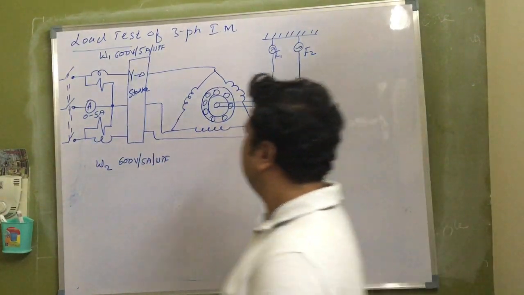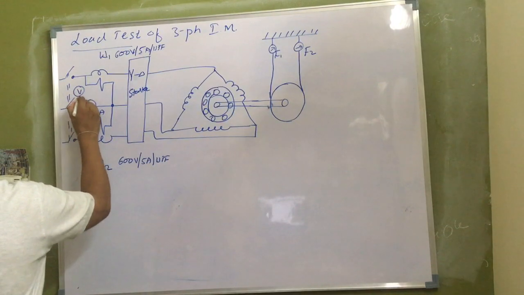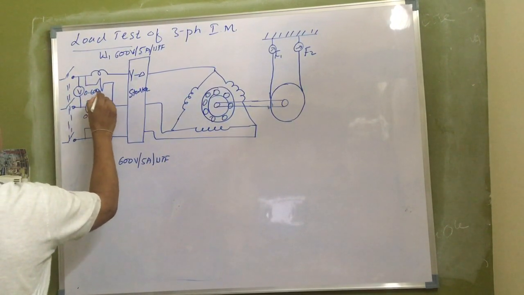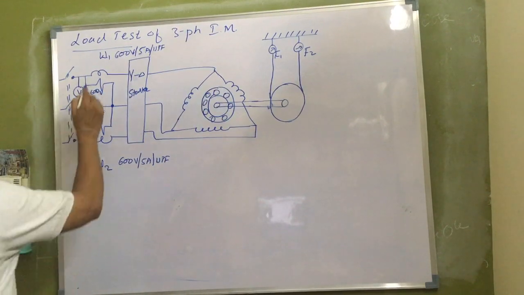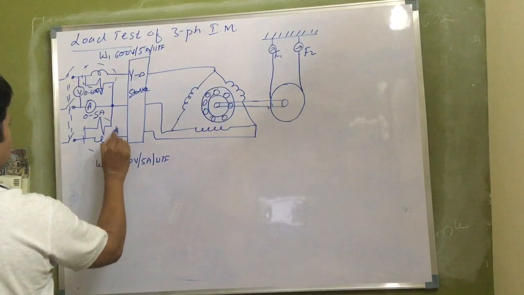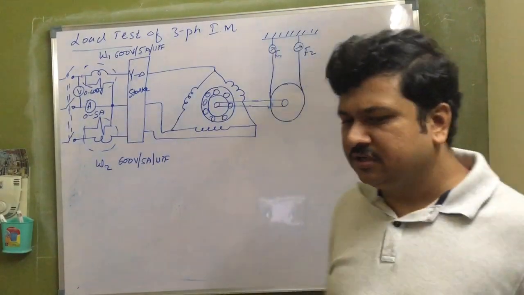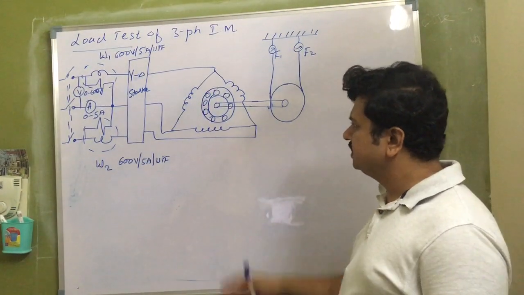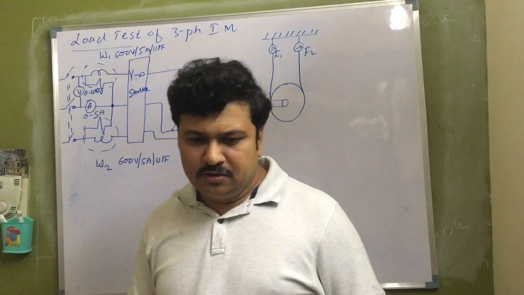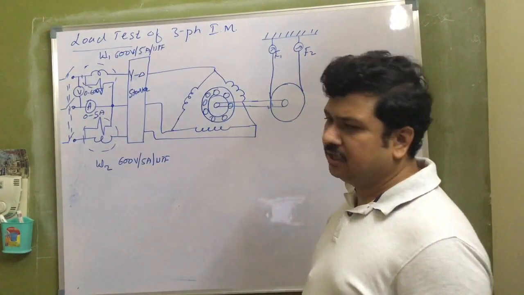And I use a voltmeter, 0 to 600 volts. This is W1, this is W2. So this is the circuit setup, circuit connections. And we start the motor after doing the connections properly. So the procedure is, connections are made as per the circuit diagram.